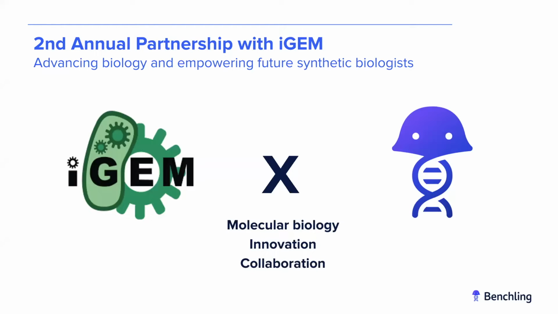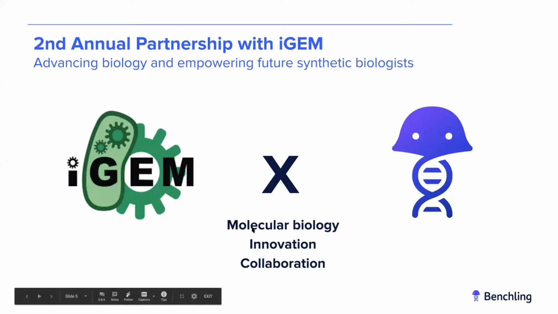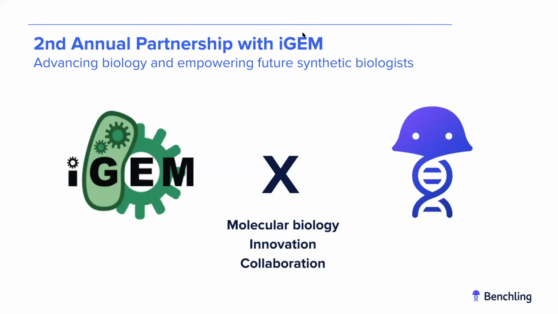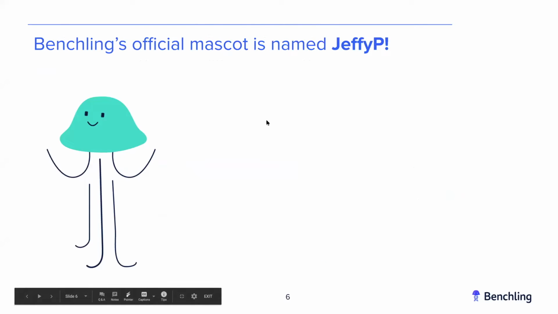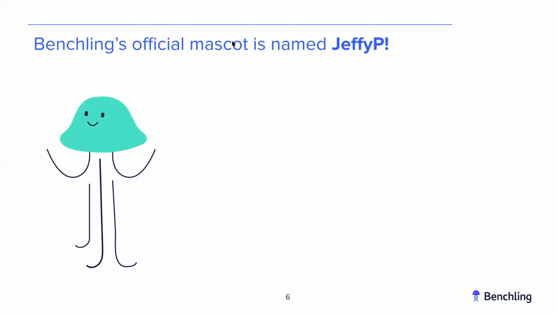All right, 30 seconds. Okay, so I'll share some of the results of that poll. It sounds like a whopping number of you think it's a jellyfish. Some of you definitely think it's DNA, and you're not wrong about that part, but for those of you who chose jellyfish, you are correct. But more than just a jellyfish, this jellyfish actually has a name. So I'd like to introduce you all to Benchling's official mascot, named Jeffy P.